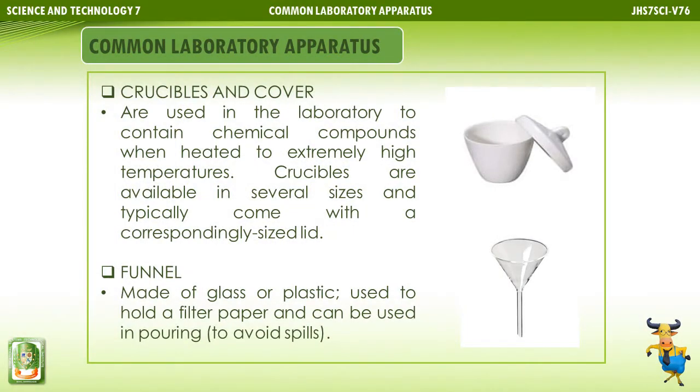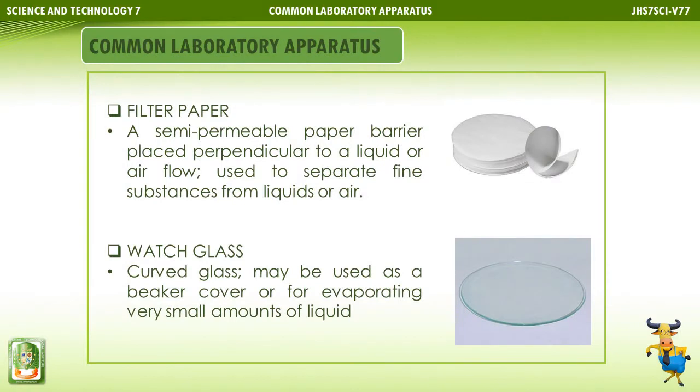Crucibles and cover. Are used in the laboratory to contain chemical compounds when heated to extremely high temperatures. Crucibles are available in several sizes and typically come with a correspondingly sized lid. Funnel. Made of glass or plastic, used to hold a filter paper and can be used in pouring, to avoid spills. Filter paper. A semi-permeable paper barrier placed perpendicular to a liquid or airflow, used to separate fine substances from liquids or air. Watch glass.